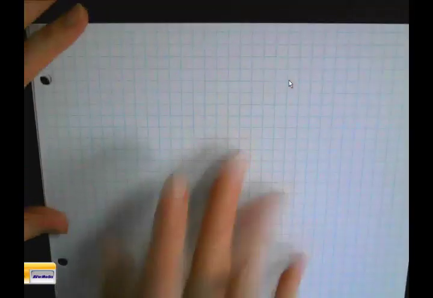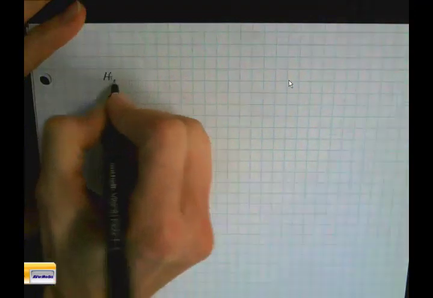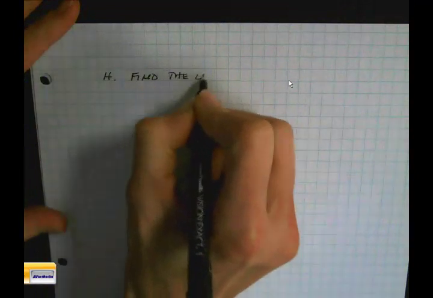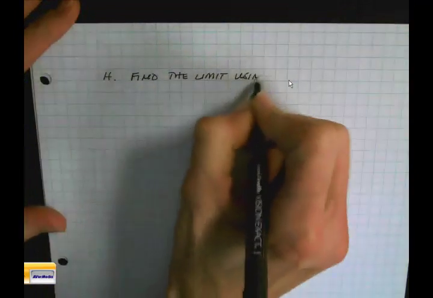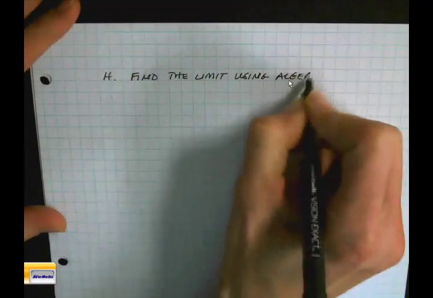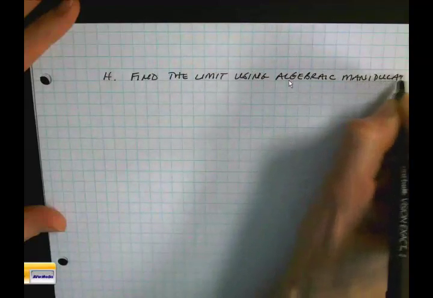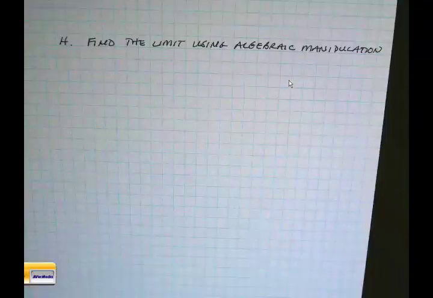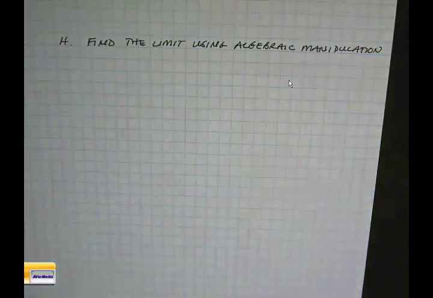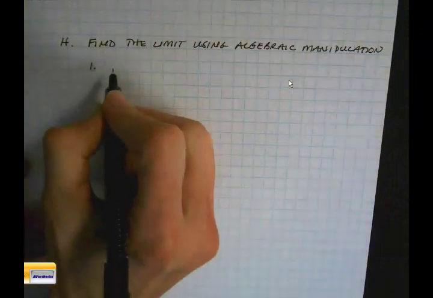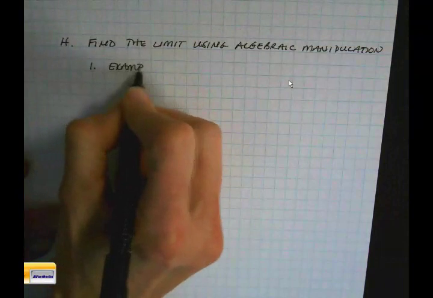Okay, so now part H, another method of finding the limit. Find the limit using algebraic manipulation. This, I think, is the most enjoyable, if you can ever call this enjoyable. Okay. Find the limit using algebraic manipulation. Okay, and we're going to start off by using a method or examples of factoring and canceling. So these are not bad.